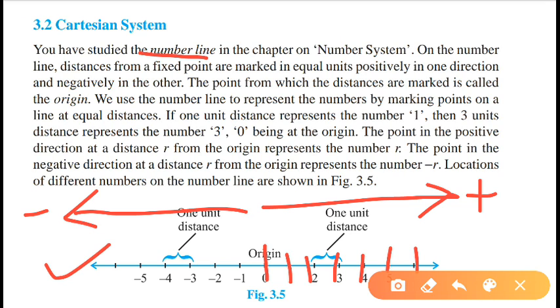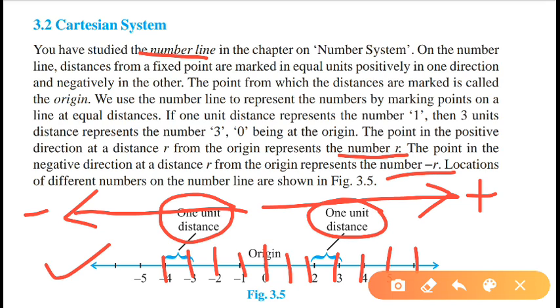So it is 0 on the right side, 1, 2, 3, 4, 5, 6, 7, 8 till infinity, and on the left side -1, -2, -3, -4, and the distance between them is 1 unit distance, meaning every point is separated from each other by a fixed, equal value. On the positive side it is r, that is from the origin on the right side, and on the left side of the origin it is negative r.